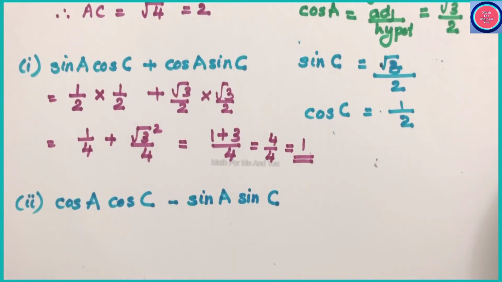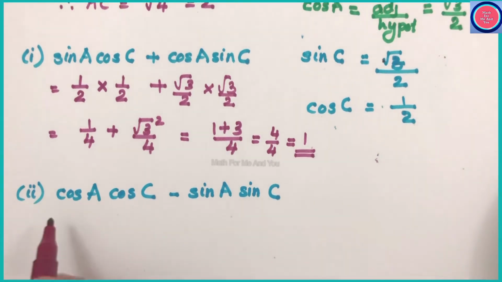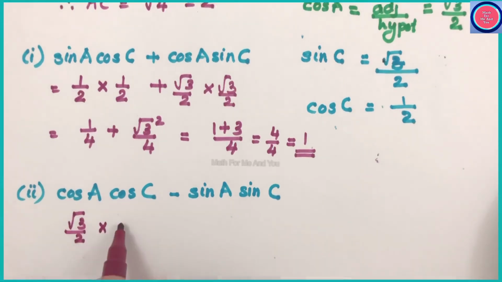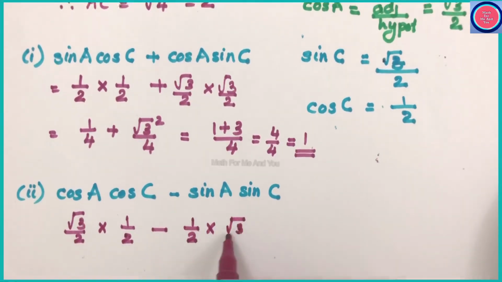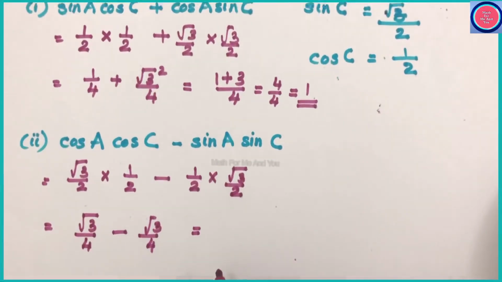Next we are going to prove cos A cos C minus sin A sin C. All the values are here. Substitute. Cos A cos C, that means root 3 by 2 times 1 by 2 minus sin A sin C, 1 by 2 times root 3 by 2. So what we get? We get root 3 by 4 minus root 3 by 4. That is equal to 0.